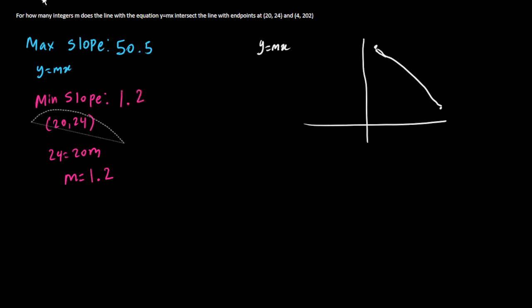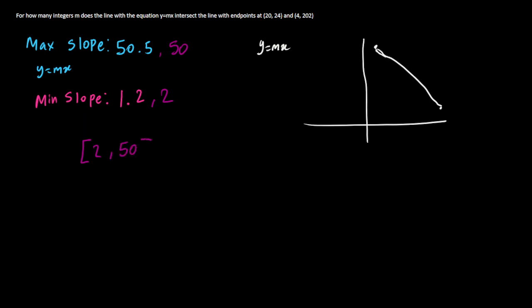Yeah, so the minimum slope is 1.2. So now we have to calculate all the integers between 50.5, which is the maximum slope, and 1.2, which is the minimum slope. So the lowest integer that's greater than 1.2 is 2, and the highest integer that's less than 50.5 is 50. So we have to calculate the amount of numbers in 2 and 50 inclusive. So the numbers in between and these two numbers.